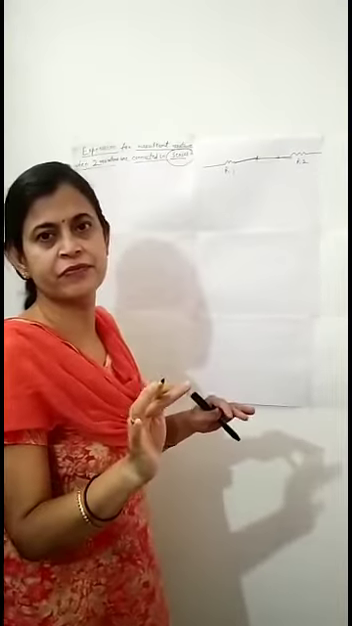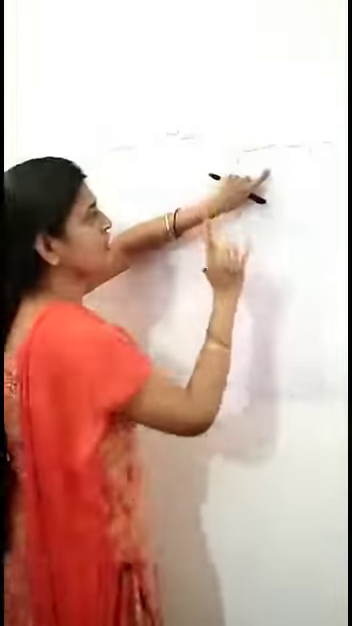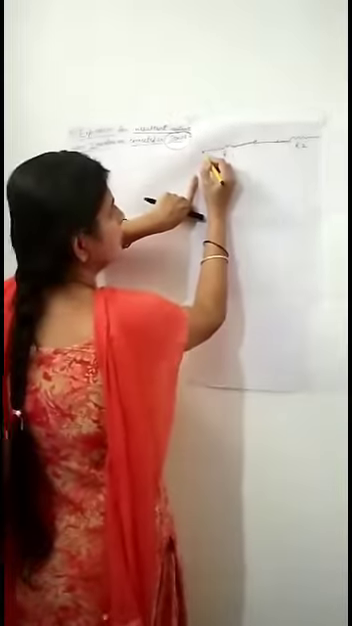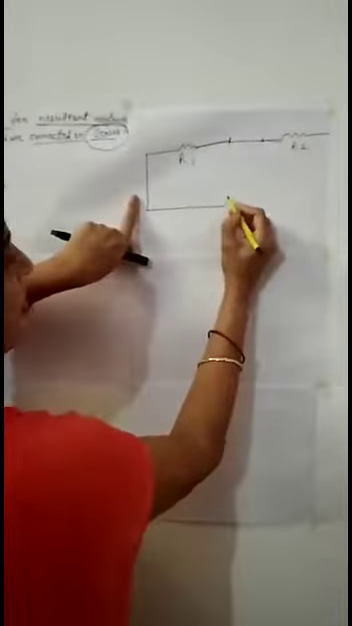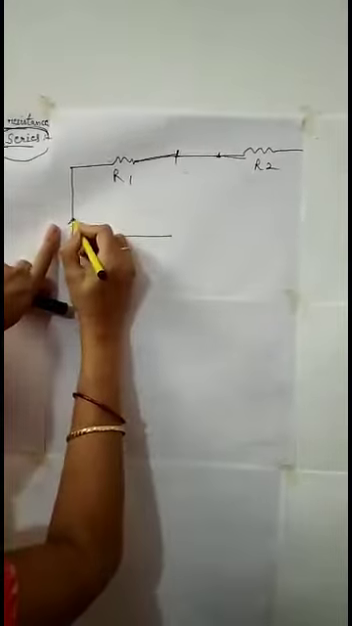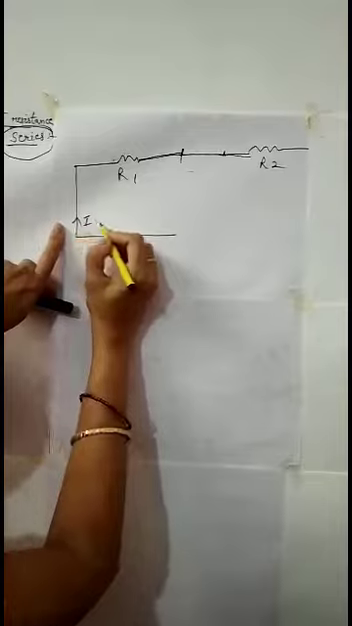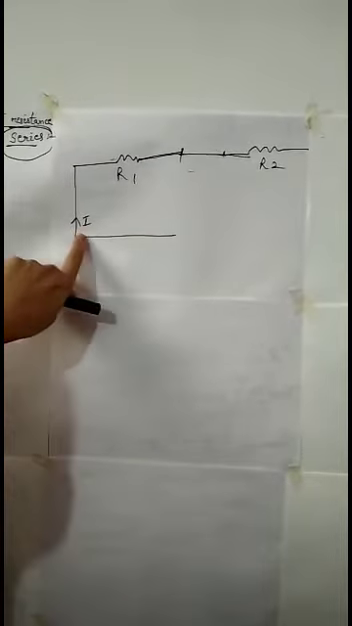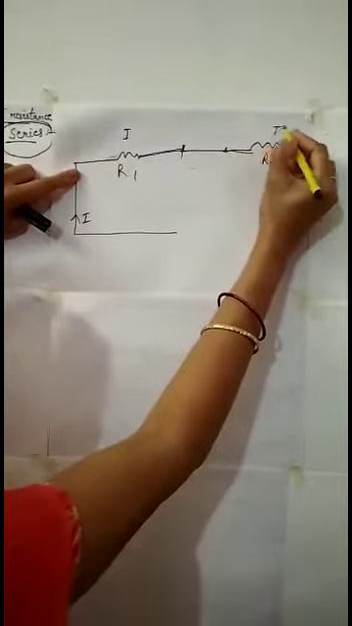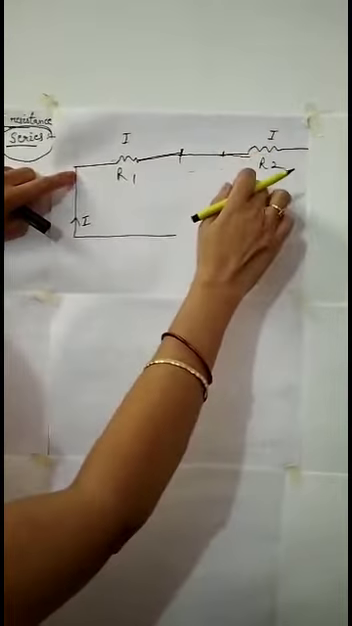Clear? And you have to remember one important point. In series connection, the current remains constant through the whole of the circuit. Suppose current I remains constant. That means for resistance R1, current will be I, and for resistance R2, the current will be I.